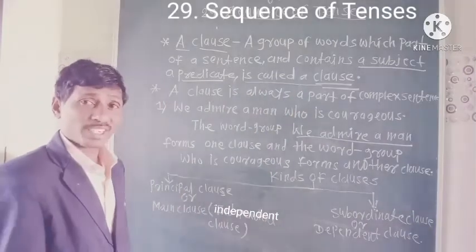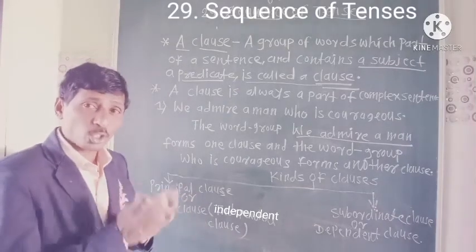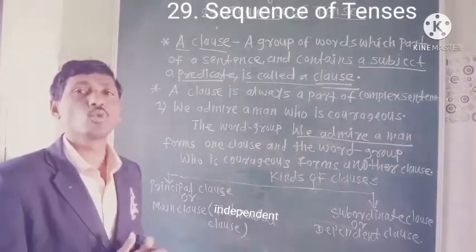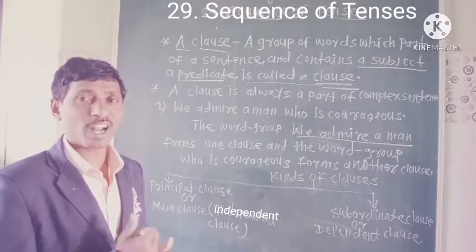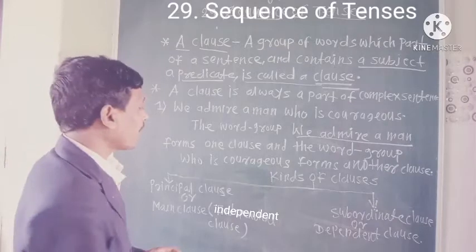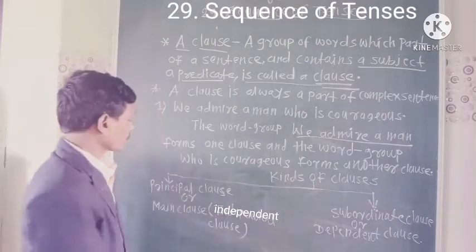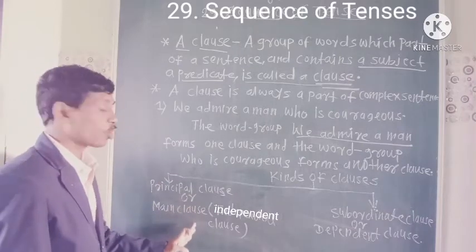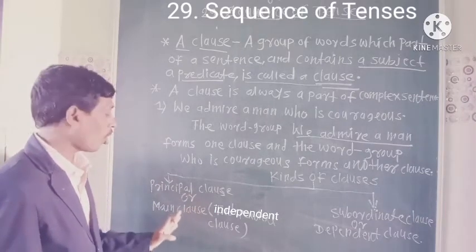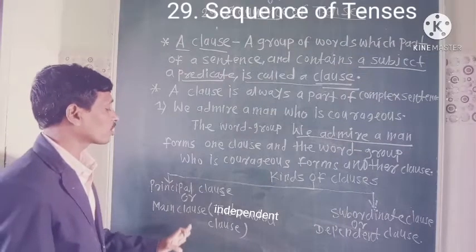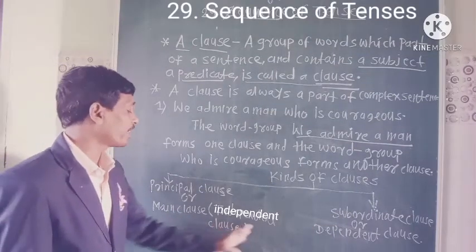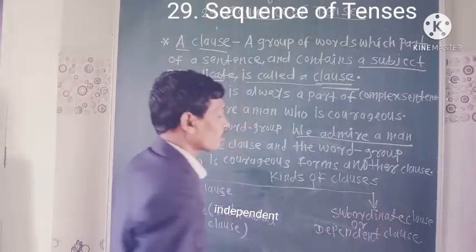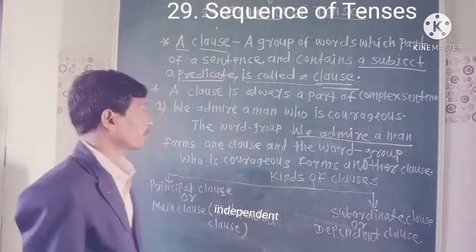So let's see one example. And as I have told, there are two kinds of clauses: principal clause or main clause, also called independent clause, and second is subordinate clause or dependent clause.